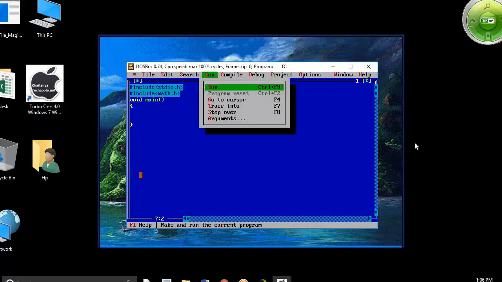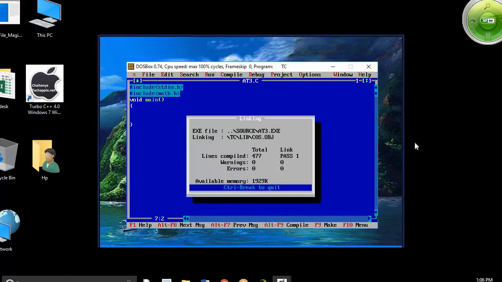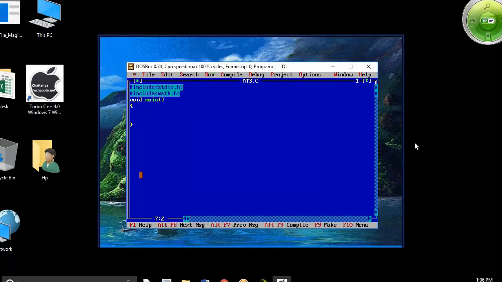Now run it, Alt R, Control F9. We are not getting any output because there are no instructions at all. I tell the machine that I need variables of float type: a, b, c, s, area. Then I tell the machine, dear machine, can you clear the screen? Then I will tell the machine, dear machine, can you print the message?